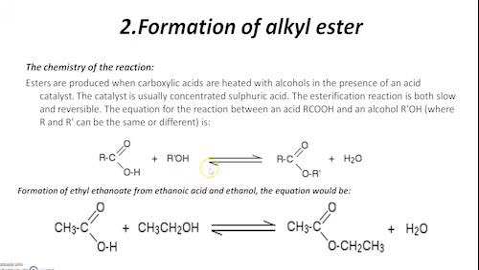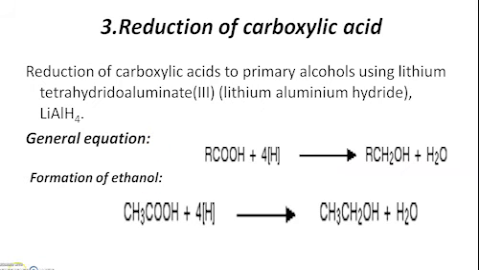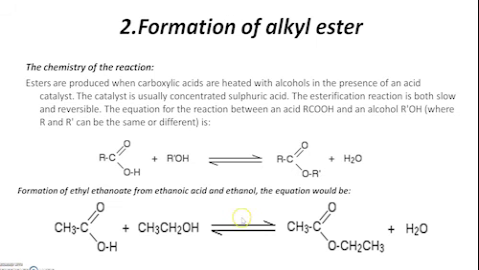So the reaction in which reactants can form products and products can reform reactants are called reversible reactions. Formation of ethyl ethanoate from ethanoic acid and ethanol. This is ethanoic acid. Why? Because it has COOH. Alcohols. Which alcohol are we taking? Primary alcohol. So this is an ester. What is the name of ester? Ethyl ethanoate plus water.